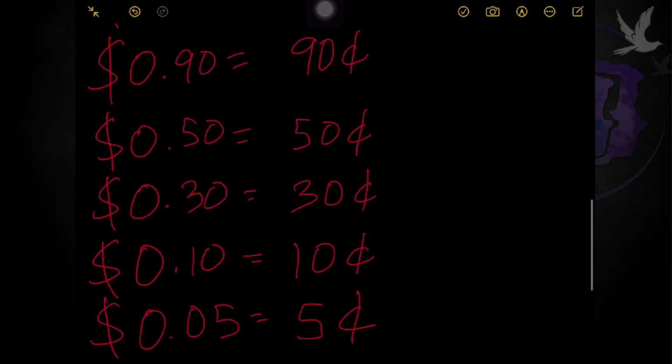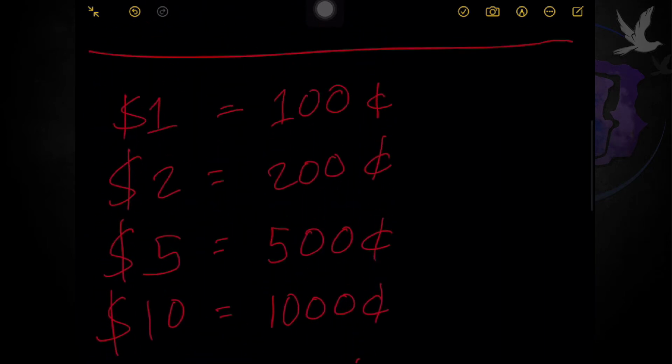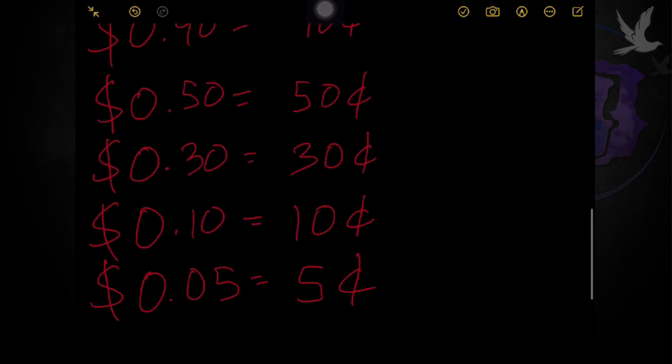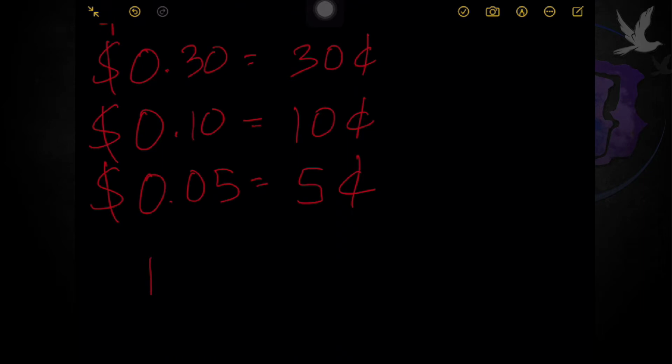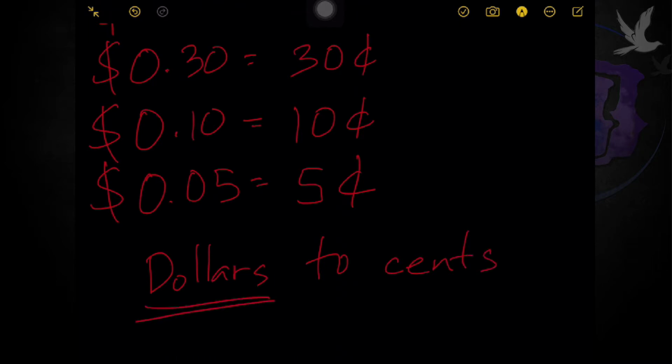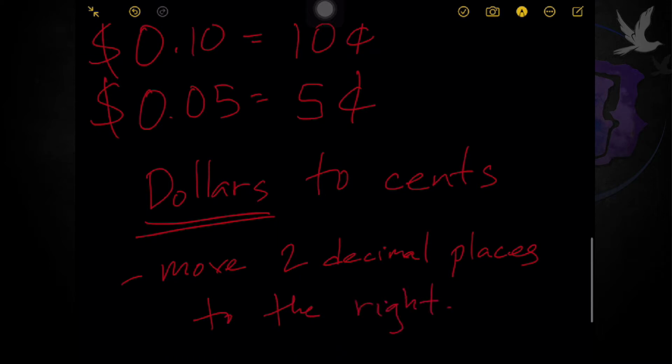By the way, this actually shows us that since every dollar is equivalent to 100 cents, it means that we basically move two decimal places to the right if we are going to convert dollars to cents. If we are talking about dollars to cents, or any currency aside from dollars to cents, we actually just move two decimal places to the right. Okay, so this is a technique.